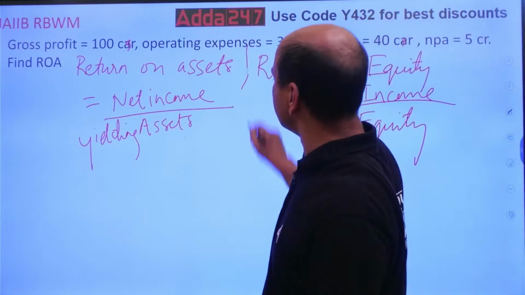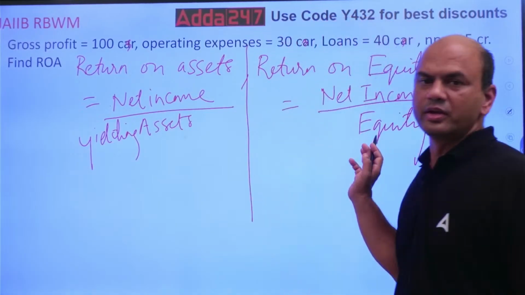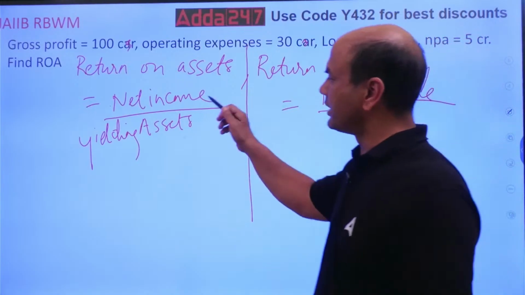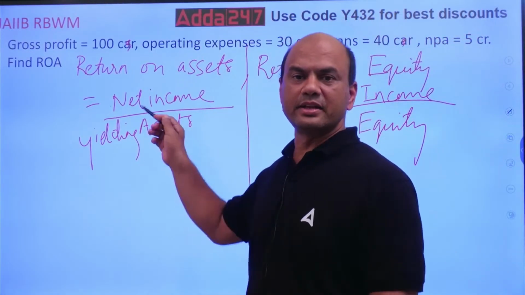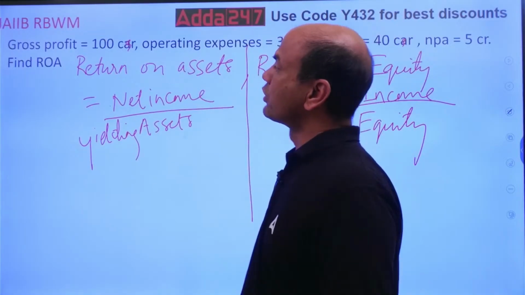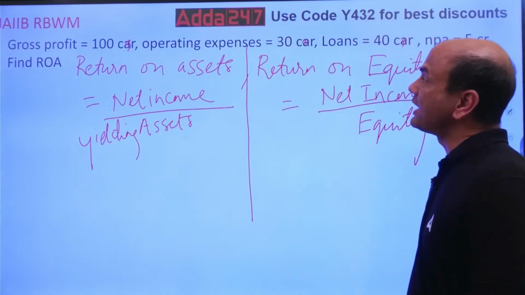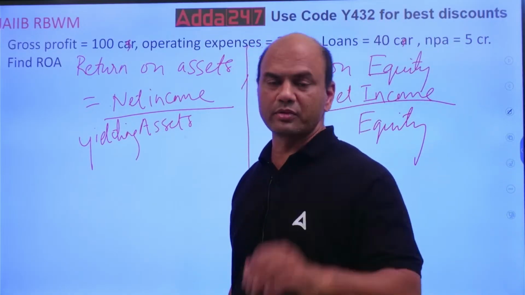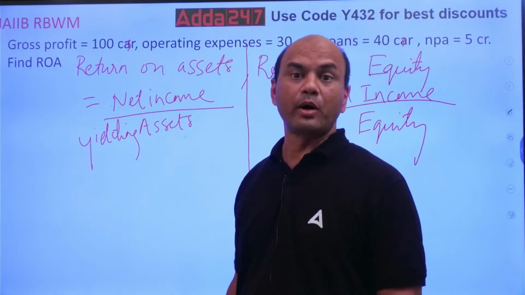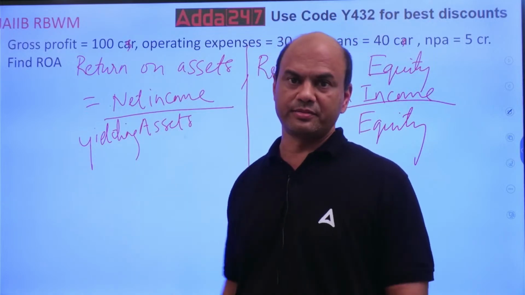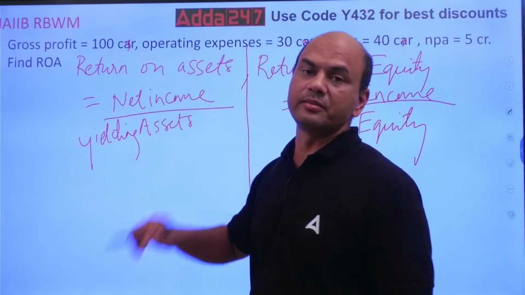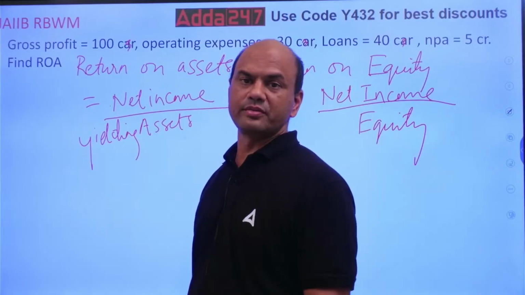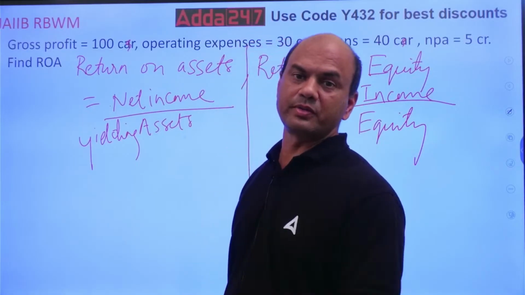Now, we will find out ROA only, because ROE can't be found out. You don't have equity over here, so that is not possible. ROA is possible. What is net income? Firstly, what is given? Gross profit is given as 100 crores. Operating expenses are given as 30 crores. Gross profit you get from the trading account, operating expenses you get from the P&L. Here you require net income, that means net profit. So net profit equals what? What is the formula for net profit?